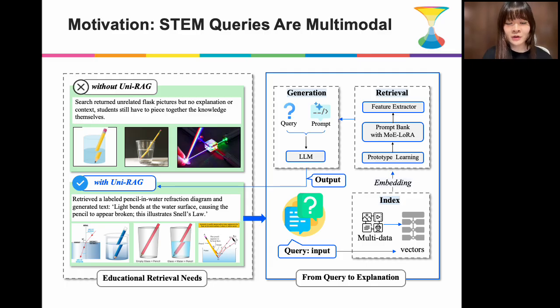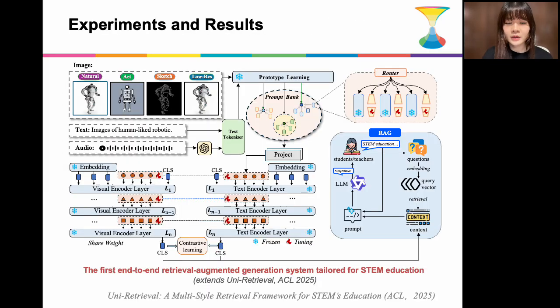We want to retrieve useful STEM materials from diverse query styles, and then generate a grounded educational explanation. To achieve this goal, we propose Uni-RAG, a multimodal retrieval-augmented generation framework for STEM education. This framework builds upon our previous paper, published in ACL 2025 on Uni-Retrieval, and further extends it from multi-style STEM retrieval to retrieval-augmented educational explanation generation.